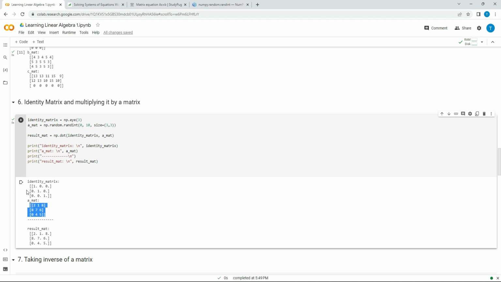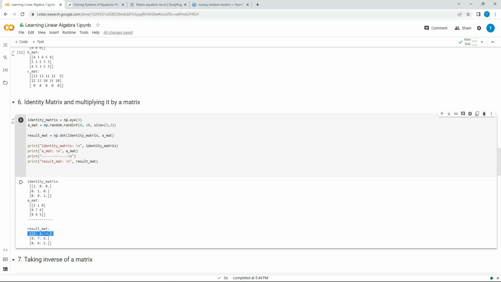I know that doesn't sound easy to understand. All I'm saying is if I take A mat and multiply it by the identity matrix, I'm going to get back A mat. I can do that 100 times, I can do that 1,000 times, and I'm still always going to get back the original matrix. You can see 218, 876, 045. We did a multiplication here, and the resulting matrix is the exact same matrix.